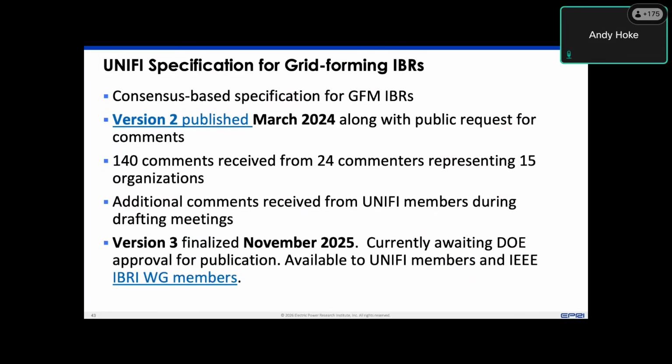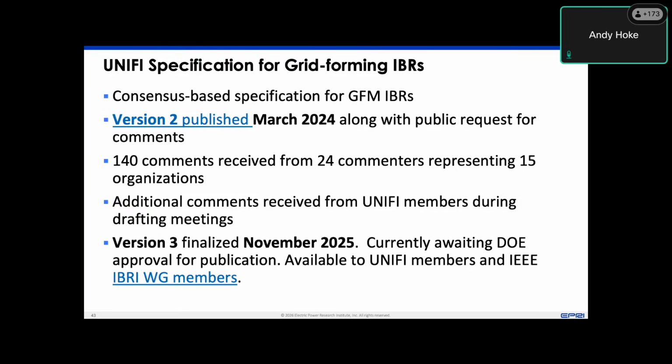In March of 2024, we published version 2 of UNIFI specifications for grid forming IBRs. These, in a nutshell, were basically kind of hand-wavy requirements saying, okay, you should have damping, you should have active power response to a phase jump, these kind of things, without saying how much active power in response to what type of phase jump.